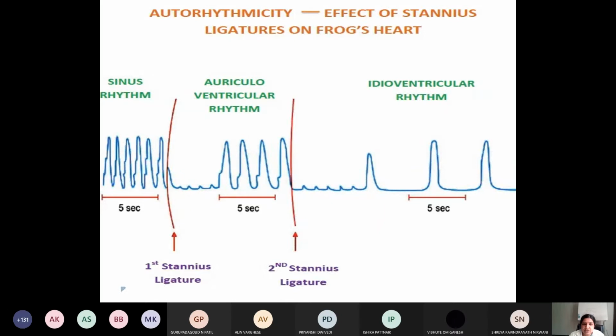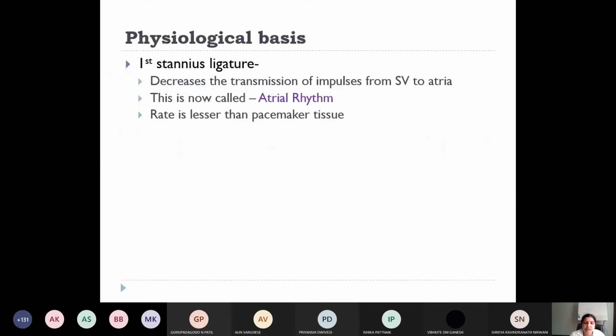Now I have stressed first only the difference in the names, that is sinus rhythm, auriculoventricular rhythm and idioventricular rhythm. This interpretation is called your observation. Followed by this, you have to explain the physiological basis of these different rhythms. So what is the physiological basis behind the first Stannius ligature? Immediately after you tie the first Stannius ligature, you get a pattern of recording of the cardiogram which is called atrioventricular rhythm or atrial rhythm also.